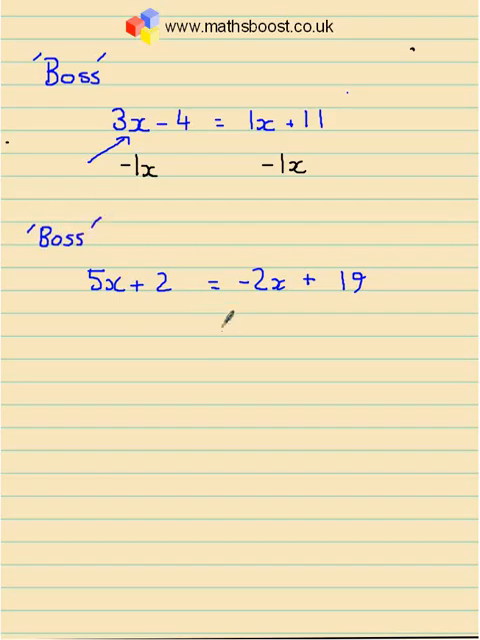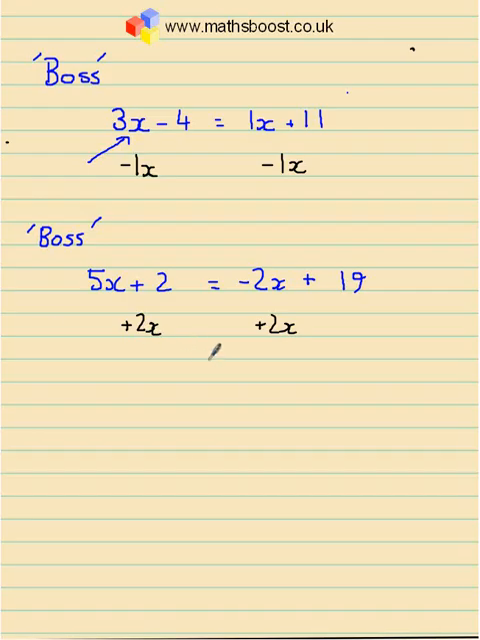We use the boss method. Who's the boss? It's the 5x. So we need to get rid of this minus 2x. How will we get rid of it or undo it, if it is a word I could use? Well, I will carry out the inverse, so add 2x to both sides.